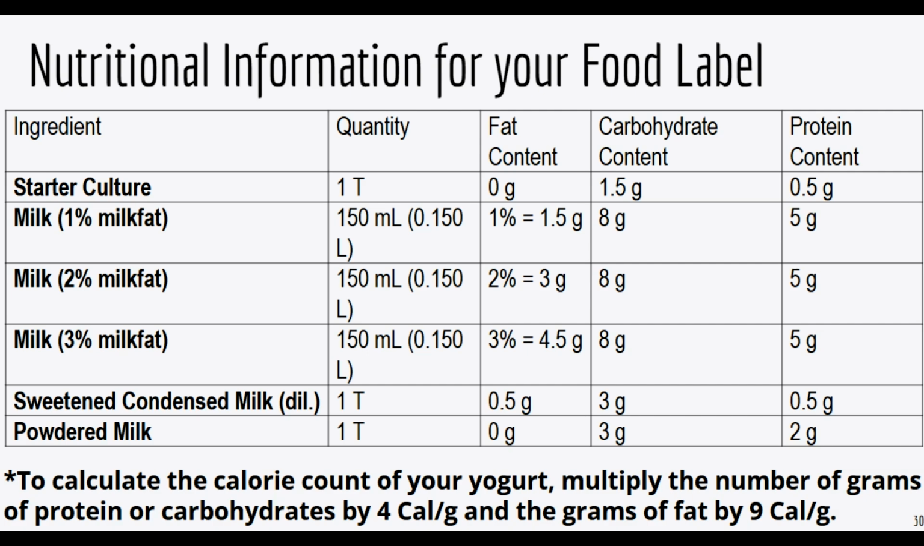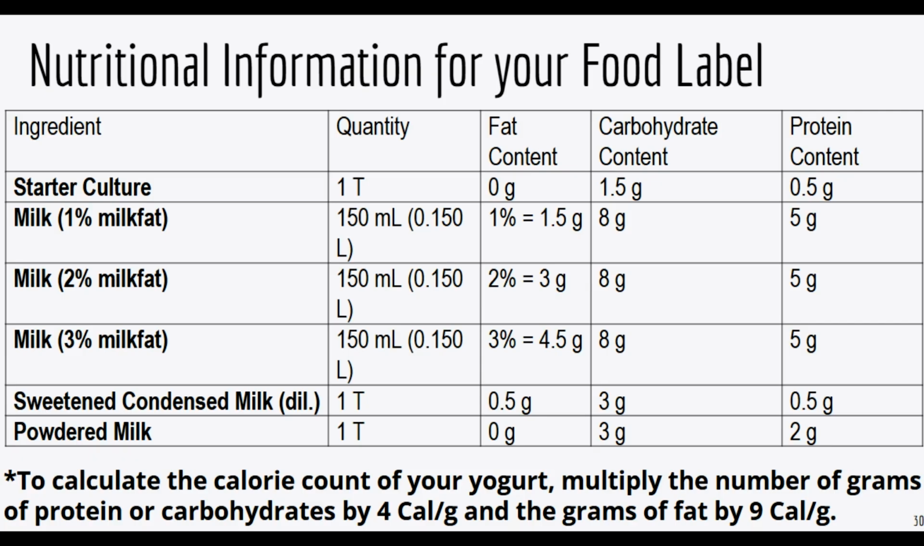And then you get to decide how much sweetened condensed milk you would like to use. If you use 1, obviously it's going to be 0.5 grams and it's going to be a certain amount of carbohydrate. So 3 grams of carbohydrate. If you double that or triple that, that's going to change your numbers.